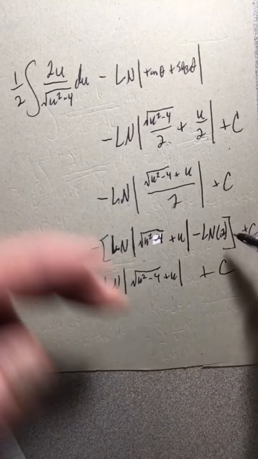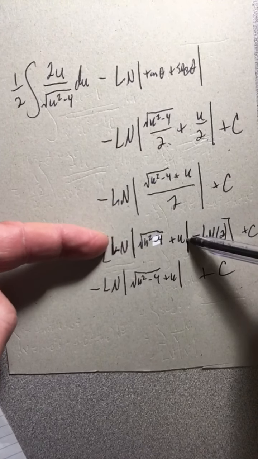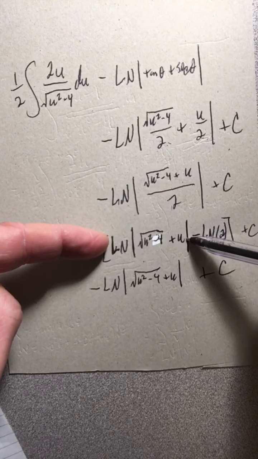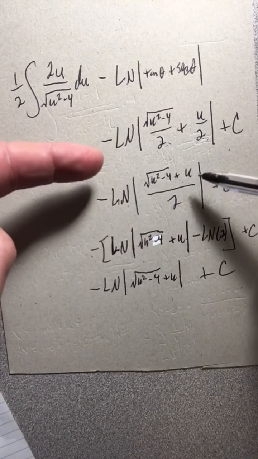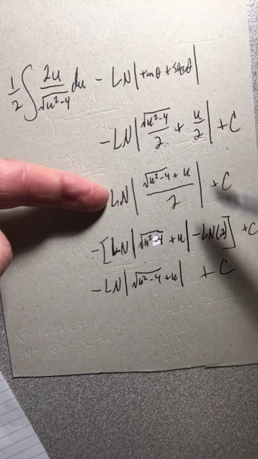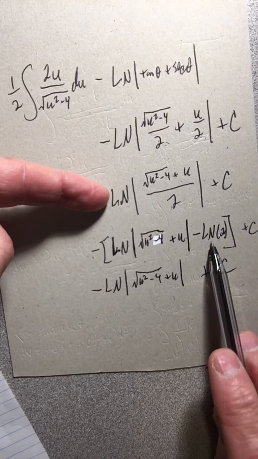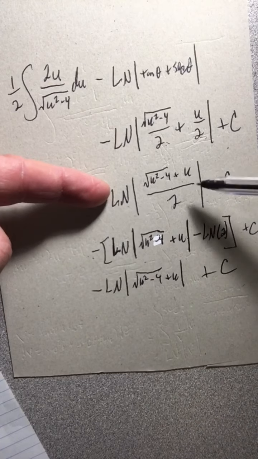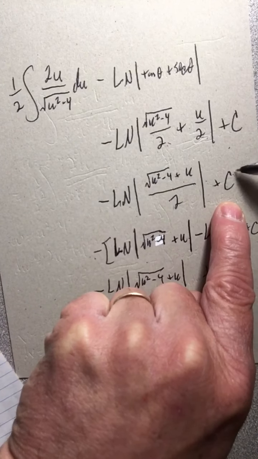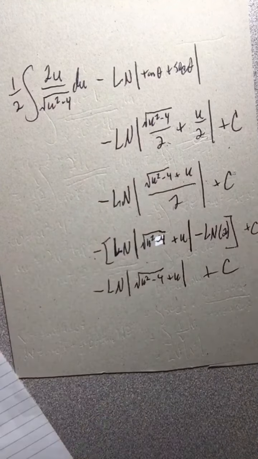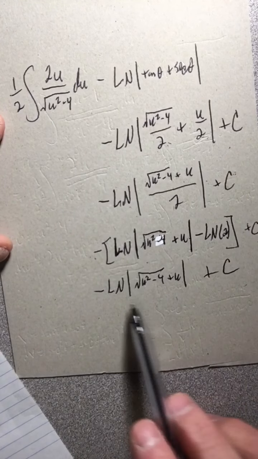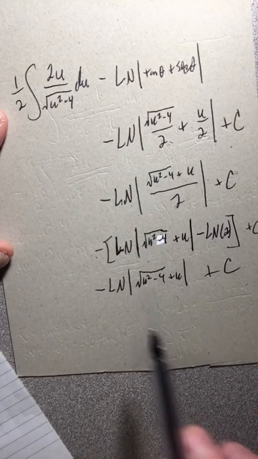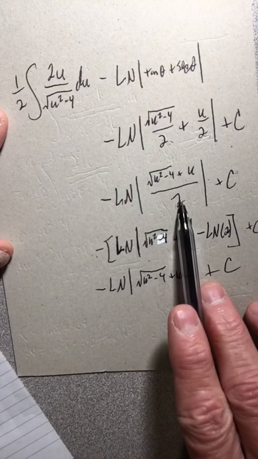It's just a constant. You see that this function is simply a vertical translation of this function. It's been shifted down natural log of 2 units. So anytime you have two functions that are vertical translations of one another, they're both antiderivatives. So the books and all the online websites will write the answer this way, making this 2 vanish.